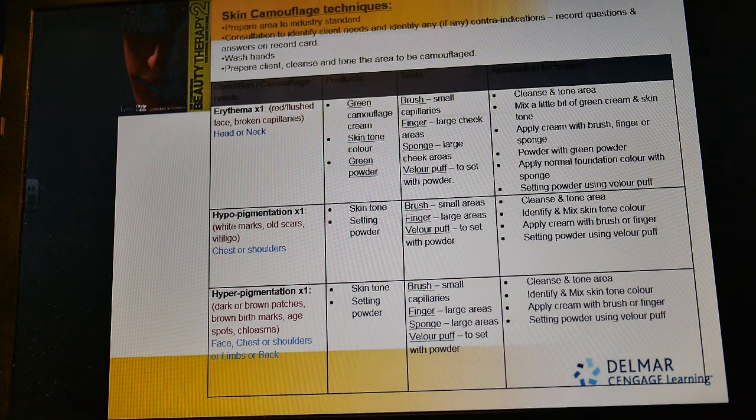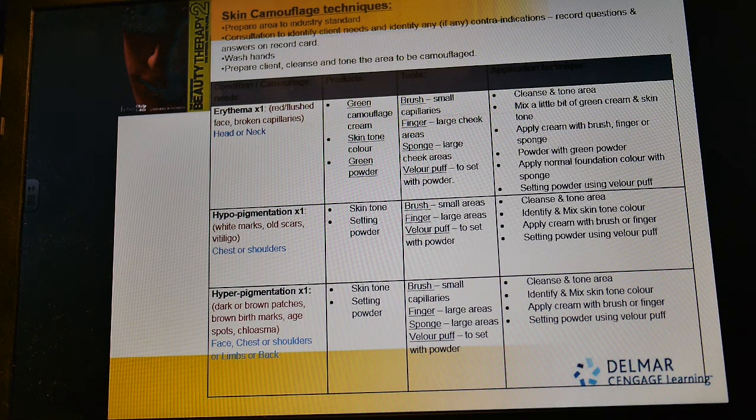At the top of the table it will say what you need to do in preparation. So obviously it says that you need to prepare the area to industry standards, carry out your consultation techniques, and record questions and answers on the record card. You need to wash your hands, prepare your client, and cleanse and tone the camouflaged area, making sure everyone's comfortable and ready. And then what I've done is I'll split it up.